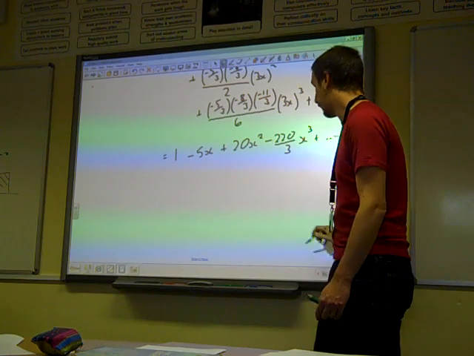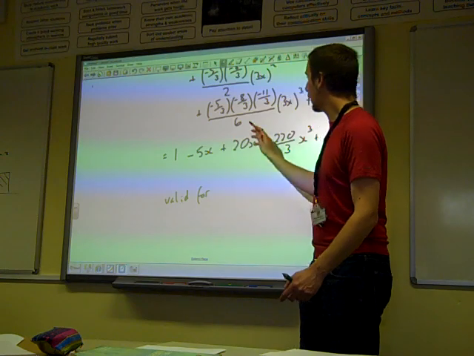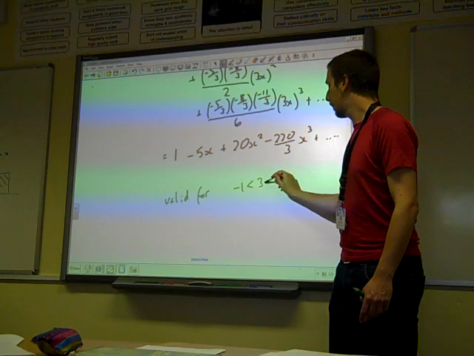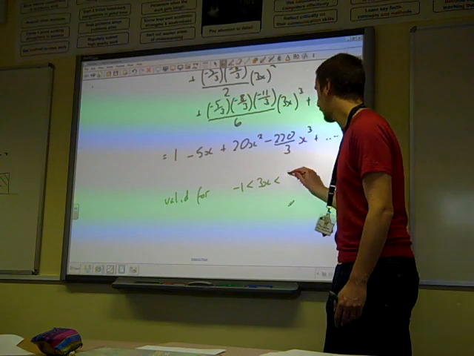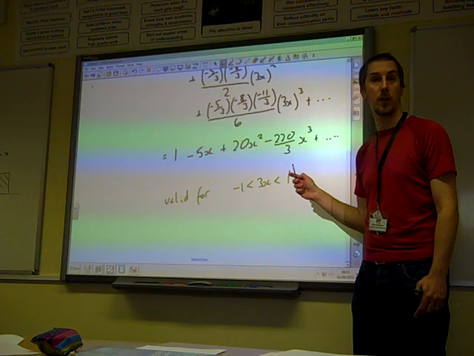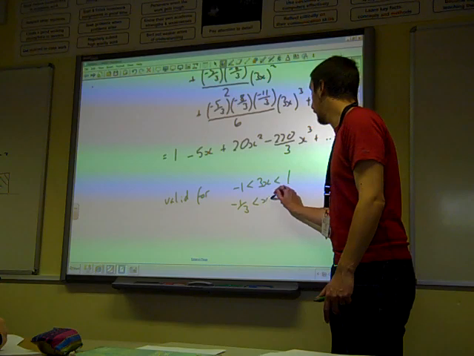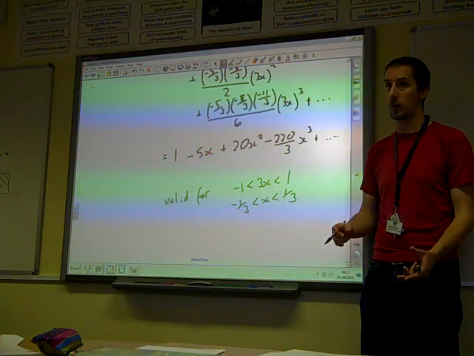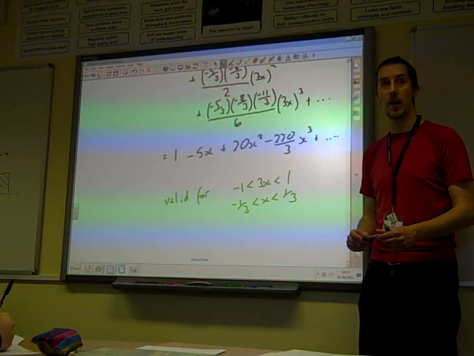the region for which it's valid is if the bit that we've used as x is between minus 1 and plus 1. The bit that we used as x was 3x. So it's valid providing the x values satisfy that inequality. That inequality would be better written as x between minus a third and plus a third. It was unusual for this question not to have done that, but if it had, that's what you would have put. Okay?